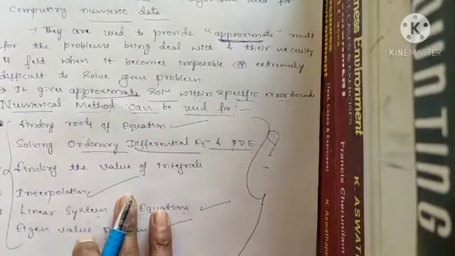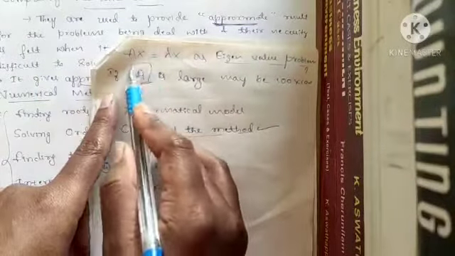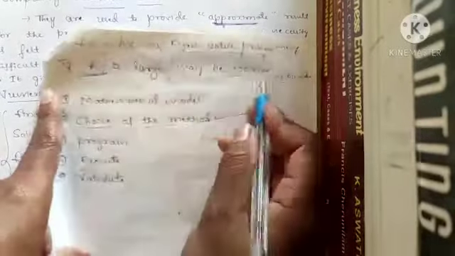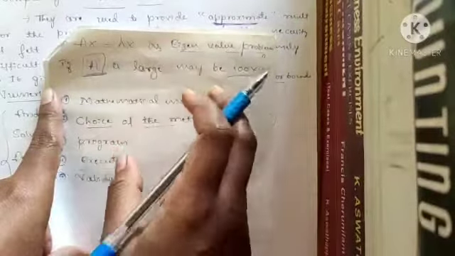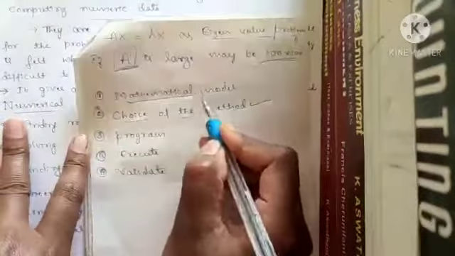Clear? And similarly for eigenvalues, interpolation and everything. Eigenvalue means A into x equals lambda x. In this case, if A is once again a larger matrix, then it is very difficult to solve in a direct way. Therefore you are going to choose the numerical method. Clear?